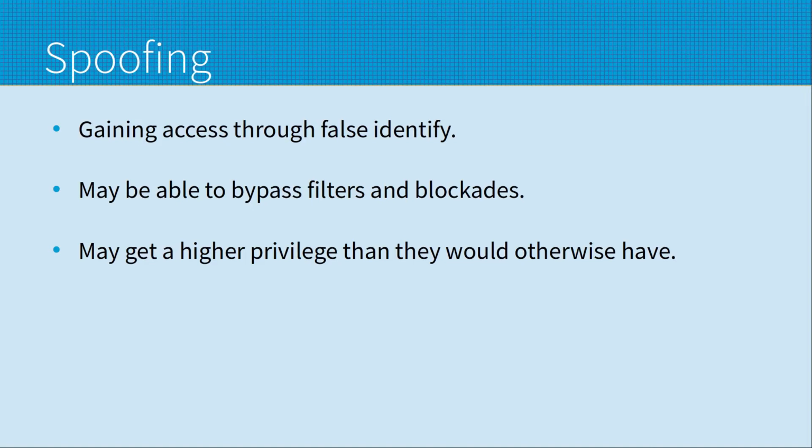Spoofing is essentially pretending to be someone else or some other device. This may allow them to get through filters or blockades. This may be one reason that less important systems still need to be kept secure in case they're used as a stepping stone to more important systems. Another thing that an attacker may be trying to achieve is to get a higher privilege than they are otherwise entitled to. Different from elevation of privilege, which I'll explain later, but this is where you're trying to get straight in as a higher privileged user.